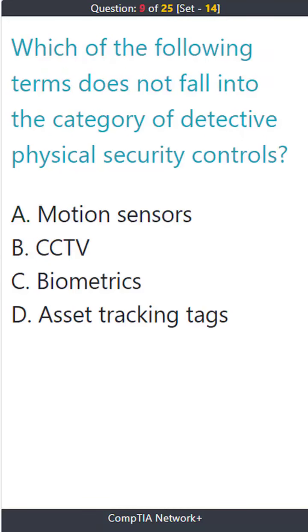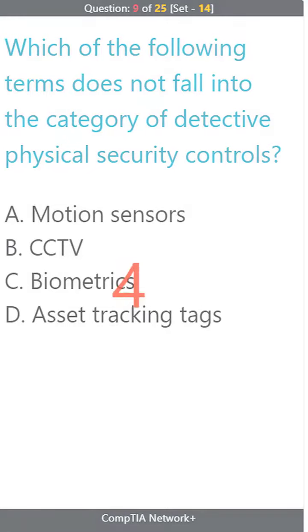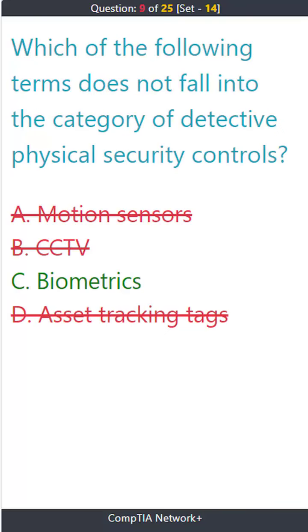Question 9. Which of the following terms does not fall into the category of detective physical security controls? A. Motion sensors. B. CCTV. C. Biometrics. D. Asset tracking tags. The correct answer is C, biometrics.